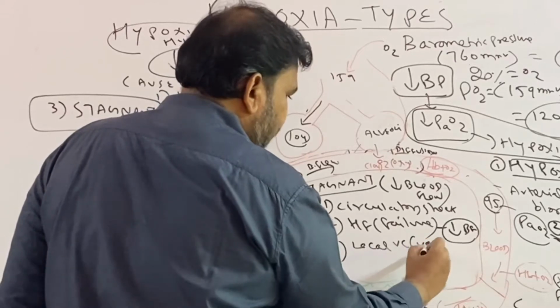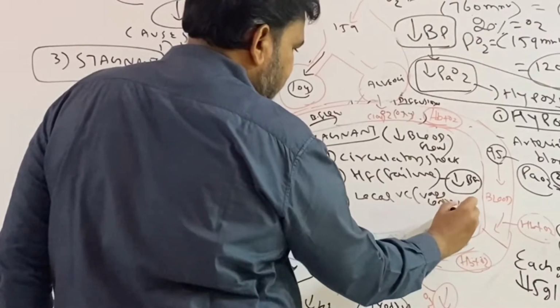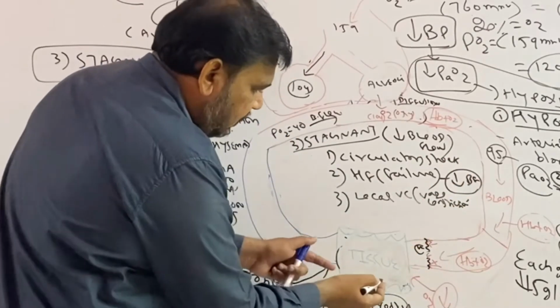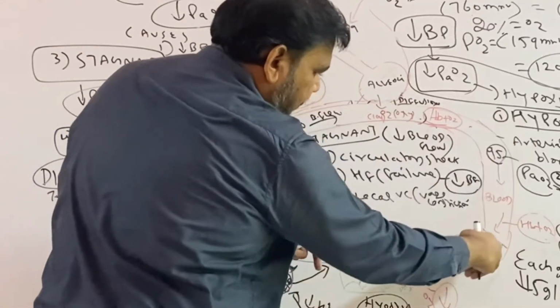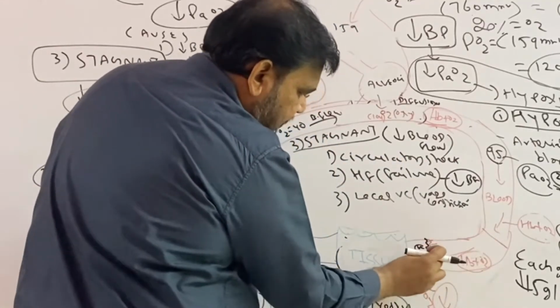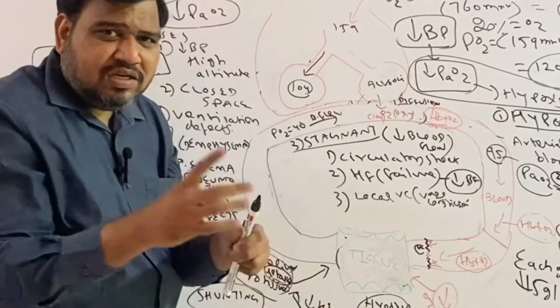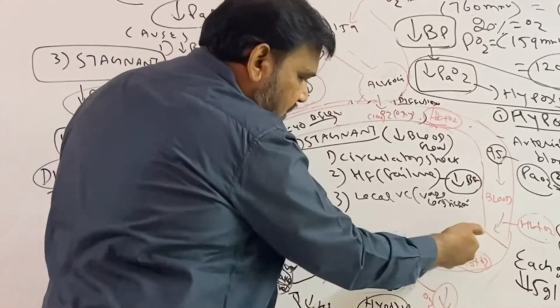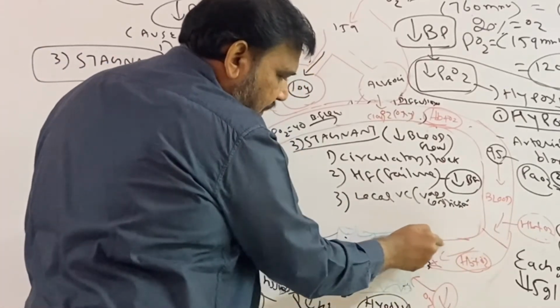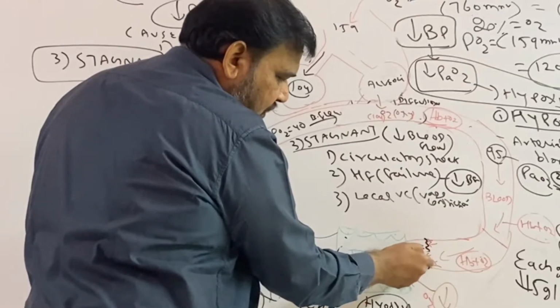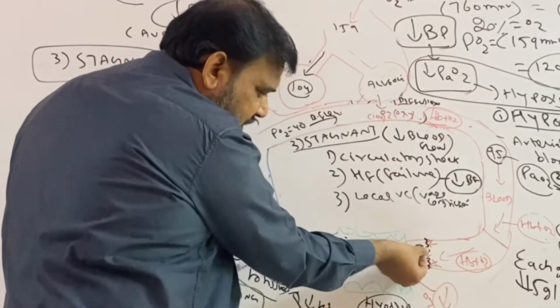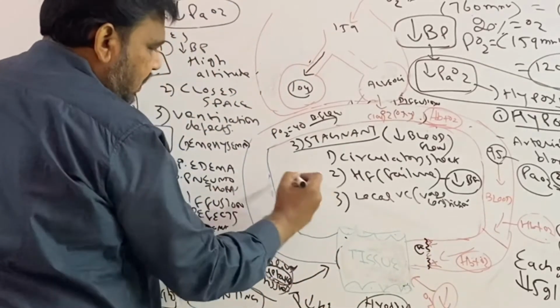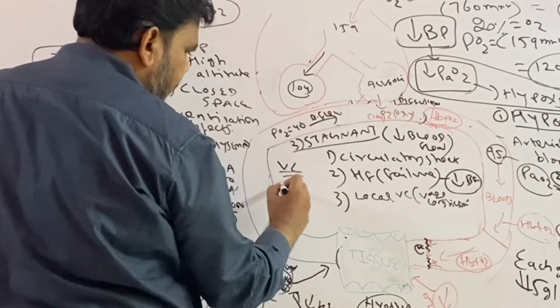vasoconstriction. So vaso means vessel, constriction means constricting. For example, I have drawn this here. So the blood vessel, blood flow, but what happens? Seen in black color, the blood vessels are constricted. So the blood is not able to flow here, not able to flow here. The blood can come only through this narrow space. So various reasons are there for this local vasoconstriction.